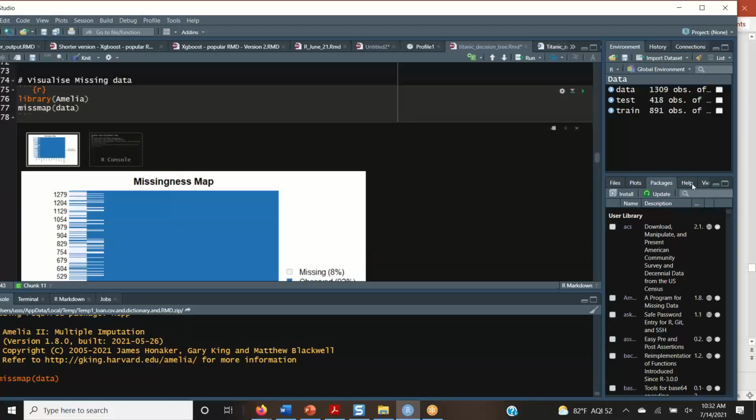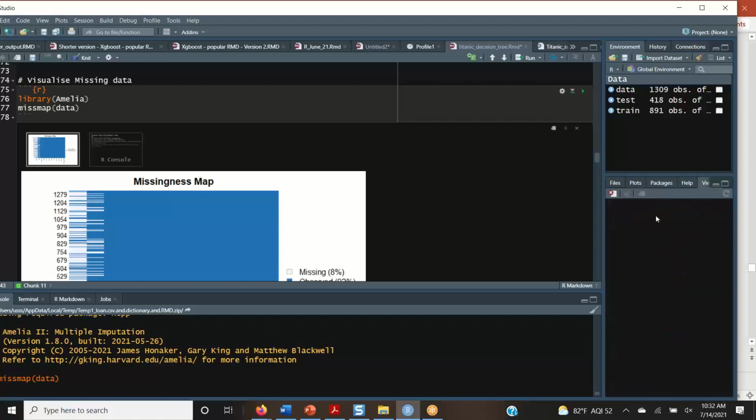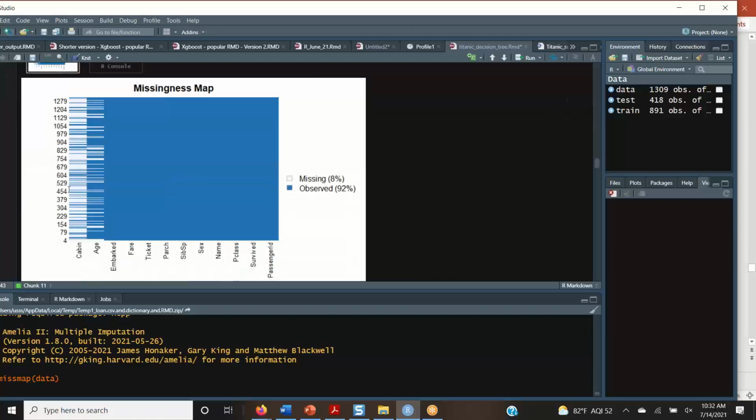That means you are not looking at the view here, right? It's only when you run a script file that you will have a view here where you can see the map. But because it is an RMD file, it will come below. Okay, remember that. So wherever it's white color, that means almost saying the cabin is the worst case scenario. Next is age.